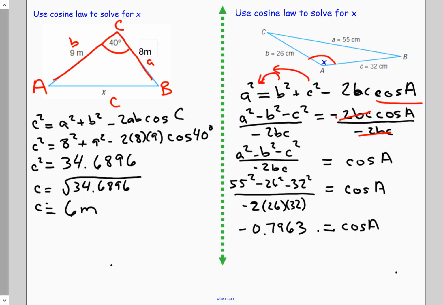7963. And if I once again use the answer button on my calculator, that's always more accurate, but what I'd be typing in is that I need the inverse cos of the answer on my screen. So that we get A is an angle that is approximately 143 degrees. And in this case, it looks more to scale. Because side A is so long, angle A would be an obtuse angle. So there's our answer.